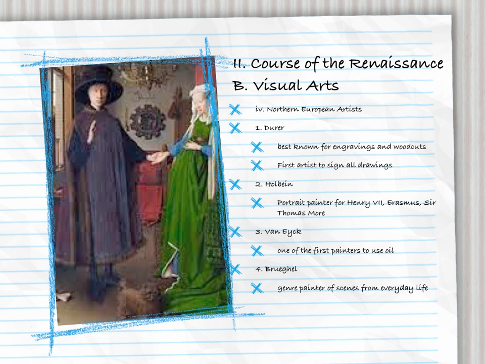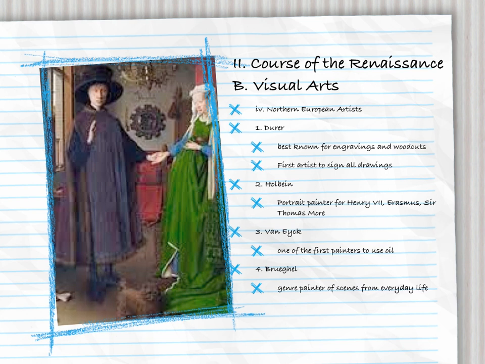Then we have Holbein, who was a famous portrait painter. He painted portraits for, that should say Henry VIII. It says Henry VII. Typo, sorry. Erasmus, Sir Thomas More, so the people up there in the English court he's painting portraits for.